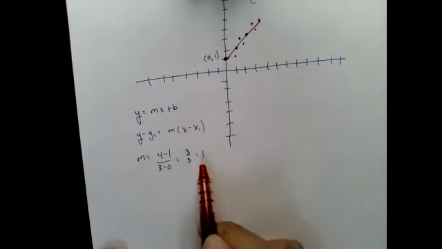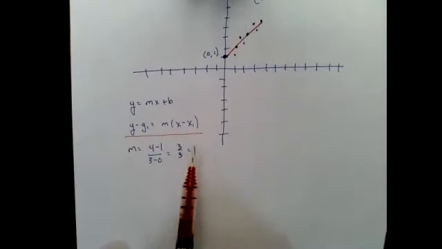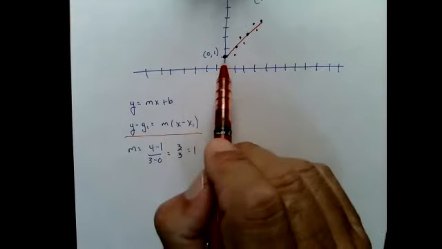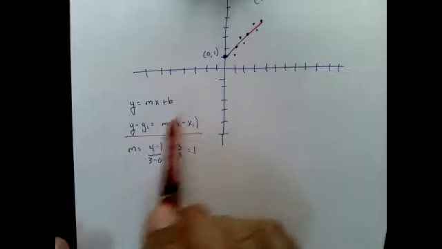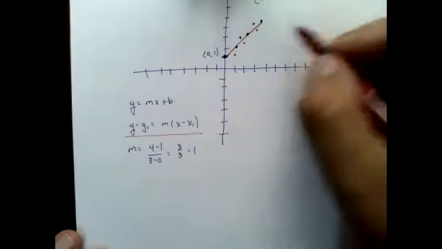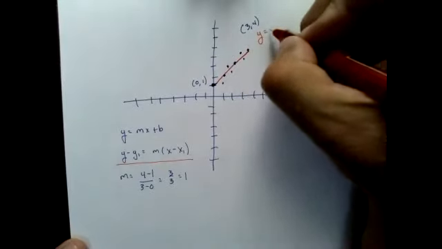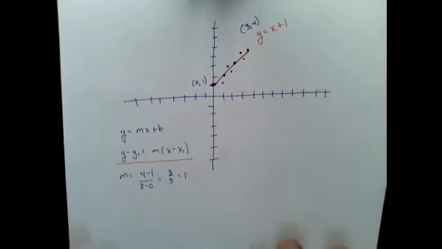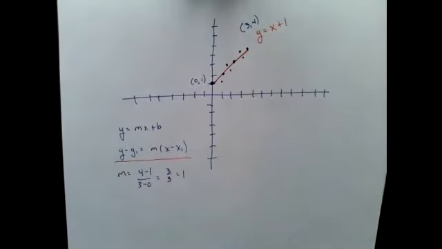So now that I know that, I need to pick one of these equations. I know what the B is. That's my y-intercept. My B is 1. So I know the equation for this line is right here: y equals 1 times x plus 1. So I know this is the line that's the best fit for that data.